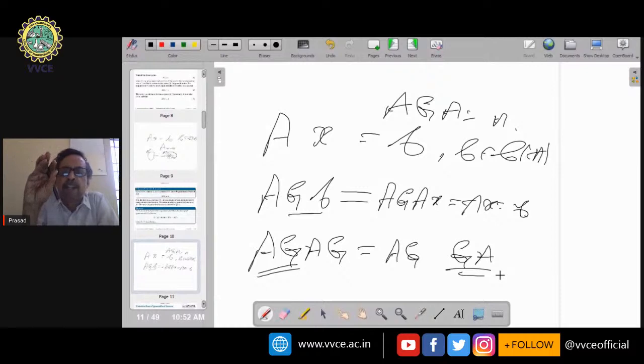So a matrix is called a projector if E square is equal to E. Its null space need not be orthogonal to the range of E. If it is orthogonal to the range of E, then it is called an orthogonal projector. So here AG and GA are idempotent.